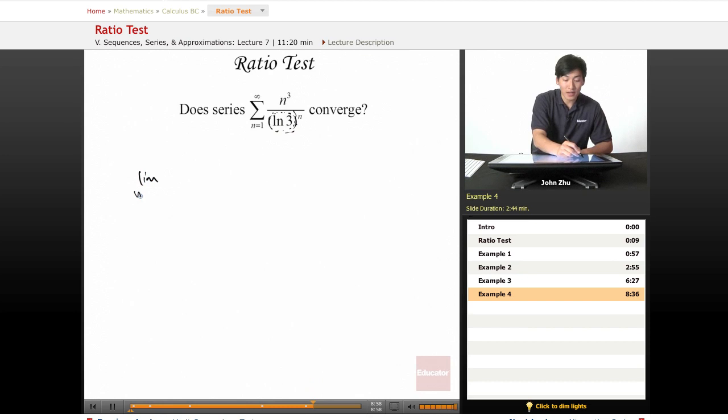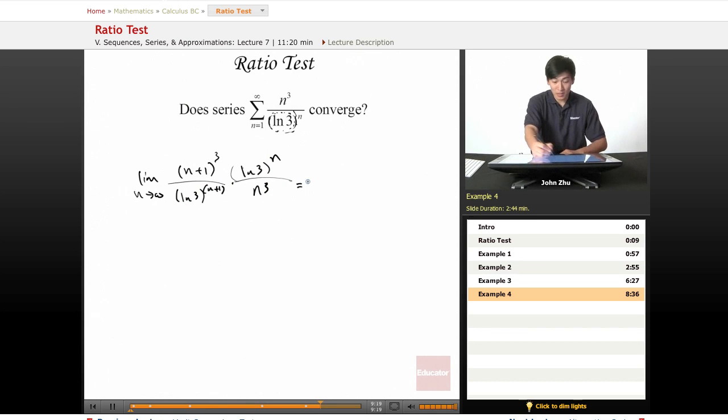So limit as n approaches infinity of (n plus 1) cubed over ln of 3 to the n plus 1, times ln of 3 to the n over n cubed. So how can we simplify this a little bit? Well, we know that natural log of 3 to the n and natural log of 3 to the n plus 1 is just a difference of ln of 3. So we can cancel this out and cancel this out.